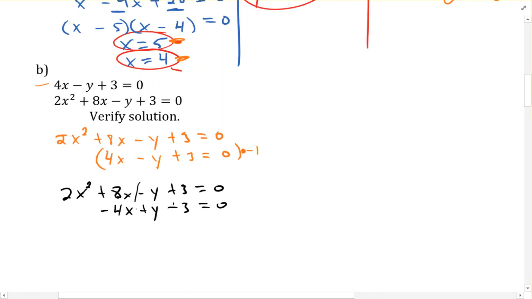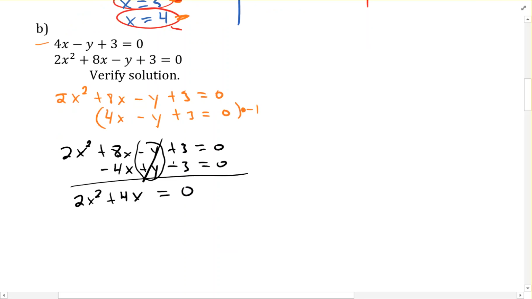The reason why we did that is because now we have positive and negative y. They cancel. They're gone. So now we can just add those straight across on the bottom. We're going to have 2x squared plus 4x. And then these are gone as well, positive 3 and negative 3. So now this is just equal to 0.